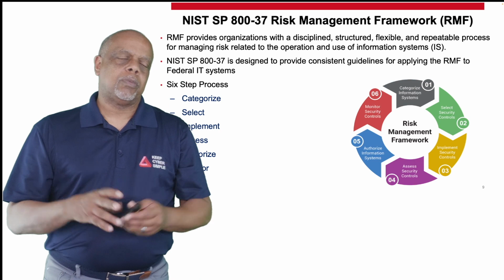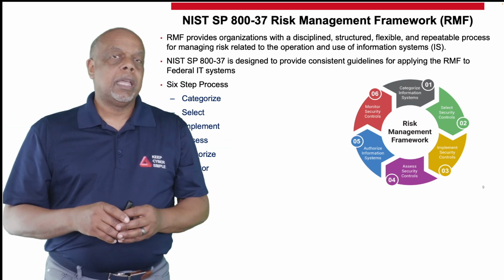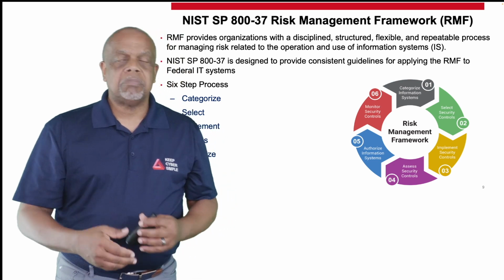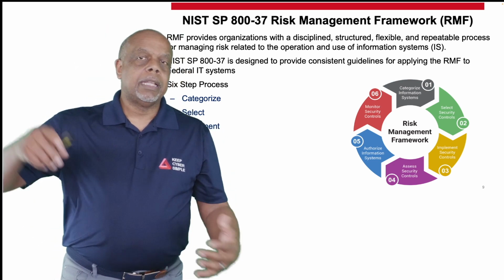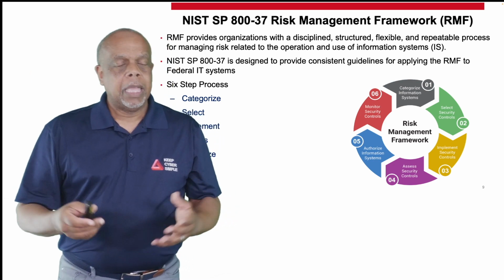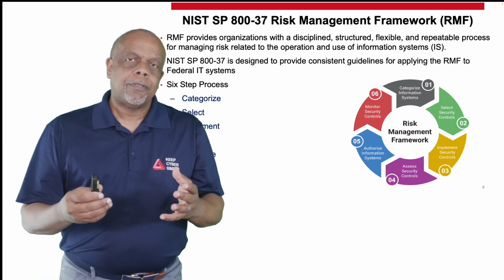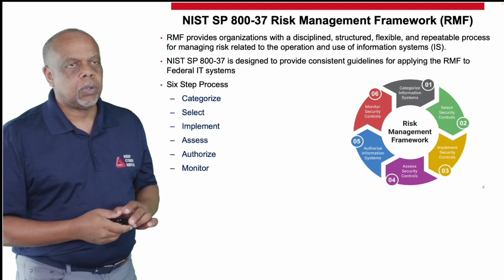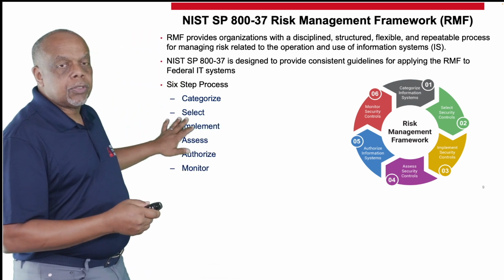Let's say you categorized your system as confidentiality moderate, integrity moderate, and availability low. Out of that 1,000 to 1,100 control buffet, that menu, you would only have to implement maybe about 430, 440 of those controls. Once you select the controls, then we implement them.